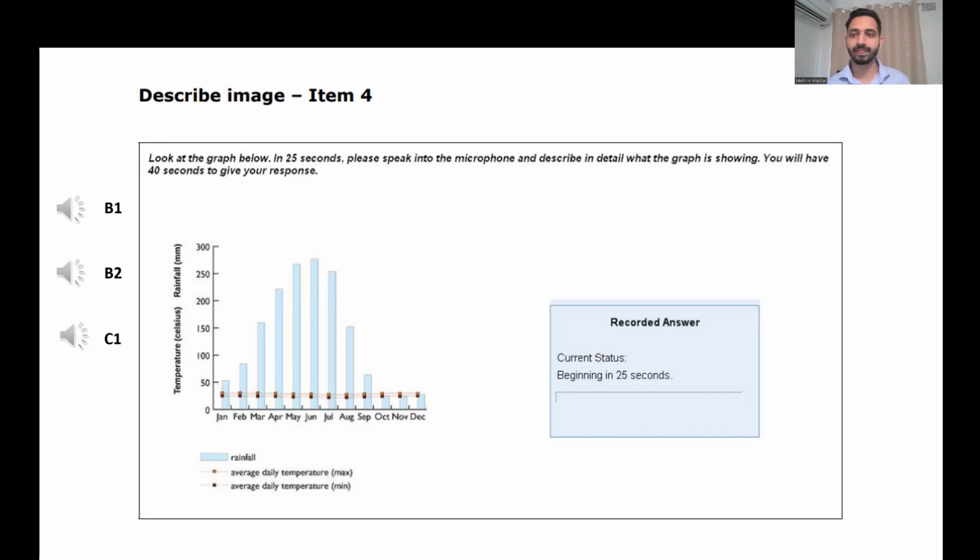B2. The graph shows that the rainfall during one year is widely distributed, and the most rainfall is in June and May and July. The average daily temperature does not have much difference during the year. So that means the daily temperature doesn't change a lot.